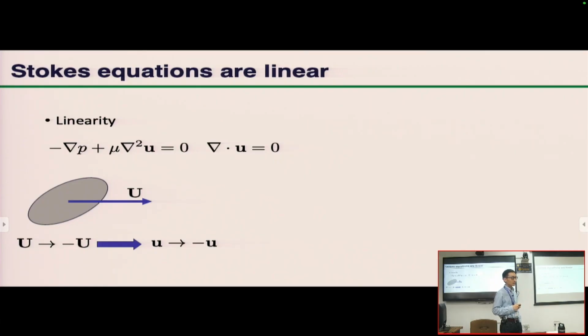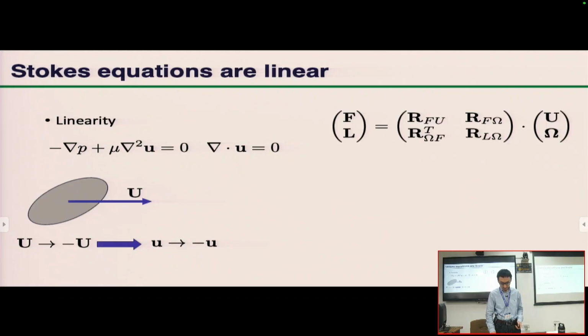Because the equations are completely linear, the flow field simply reverses direction. That is it. That's a consequence of linearity, which means when we think about a rigid object that's moving in a fluid, either translating with velocity u or rotating with some angular velocity omega, there is a linear relationship between the external force that you apply to drive that motion and the velocity you're getting.